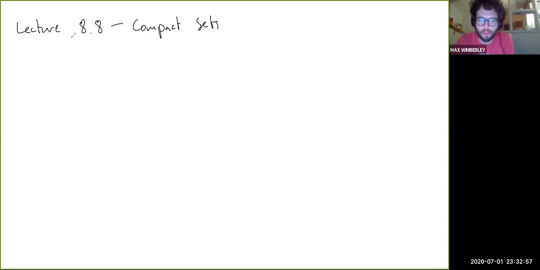Okay, so I think this should be the final section of this lecture. I'm going to give two definitions which lead us to the concept of compact sets, and then I'm going to state the Heine-Borel theorem, which basically places a very simple criterion on subsets of R^k to determine whether they're compact, okay?